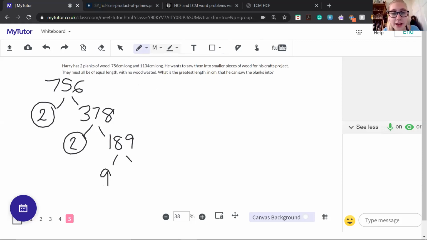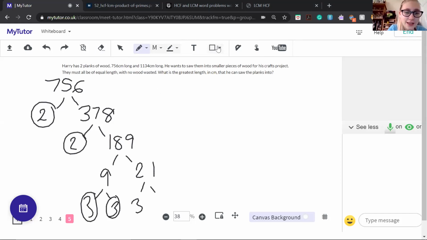All of this that I'm doing on the calculator, you could do very easily using the bus stop method. I'm just doing it here for time. So that's 21. 9 is 3 and 3. And 21 is 3 and 7. There you go. And then 1,134. Gosh, well, 2 goes into this.